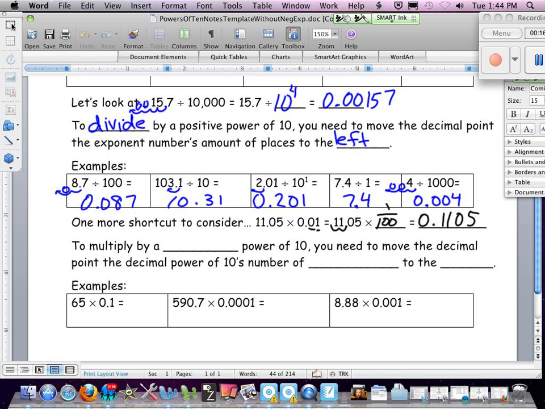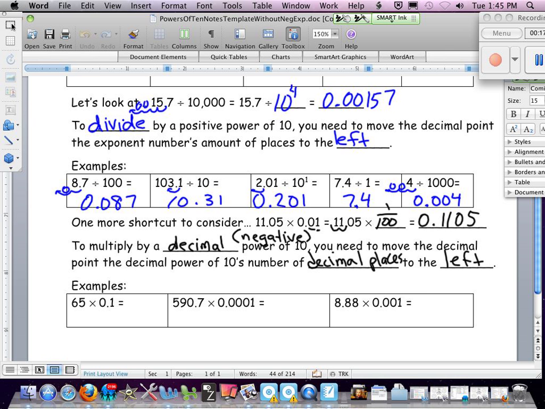So to multiply by a decimal power of 10, which is really a negative power of 10, I figured calling it the decimal power of 10 may make it a little more visual for you. The 0.01 or 0.00001, that sort of thing. You need to move the decimal point the decimal power of 10's number of decimal places. So you don't count up the zeros, you count up how many decimal places there are. And again, it's going to make it smaller. I'm going to find 100th of the size, or something like that. So to the left.